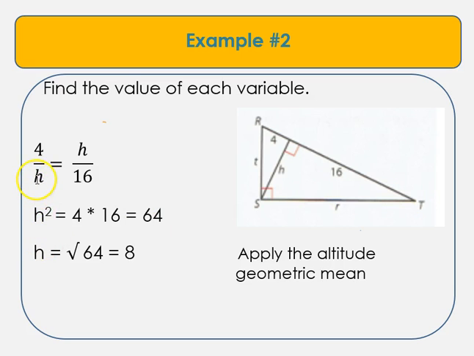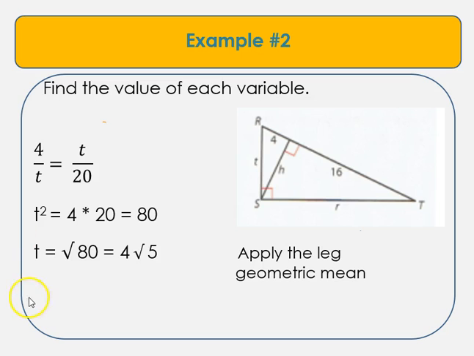So if we multiply across, we have h squared equals 4 times 16, which is 64. H is the square root of 64, which is 8. Now for this example, we're going to apply the leg geometric mean. And there are actually two different ways we can do this. So we'll begin with the first one.